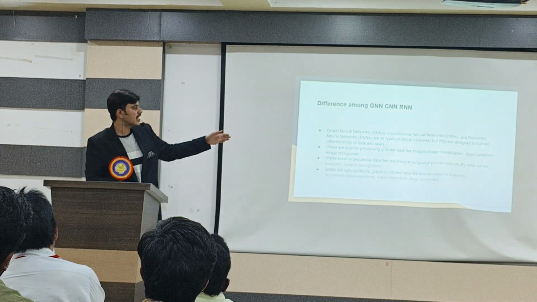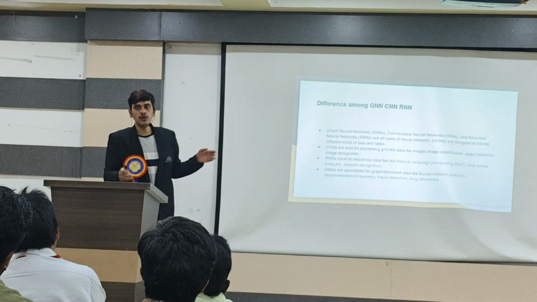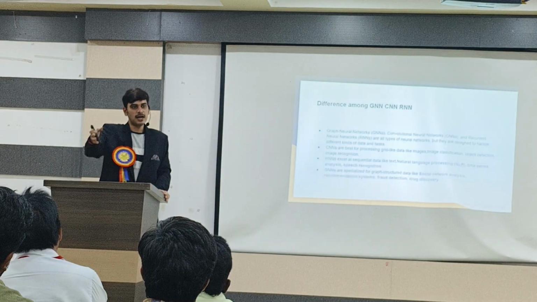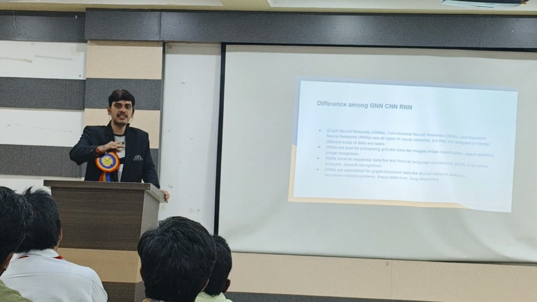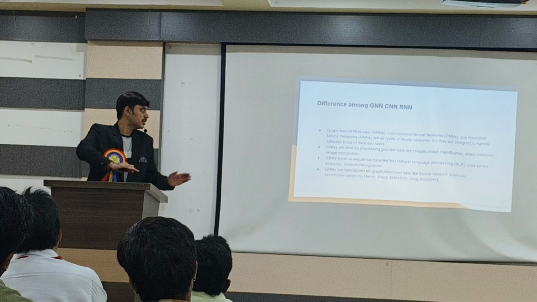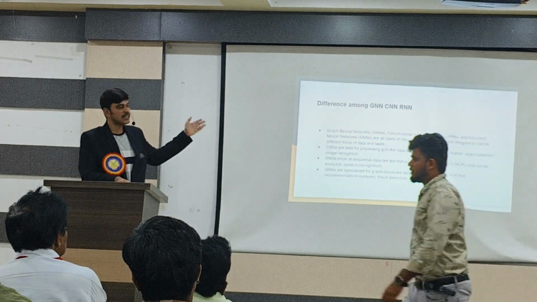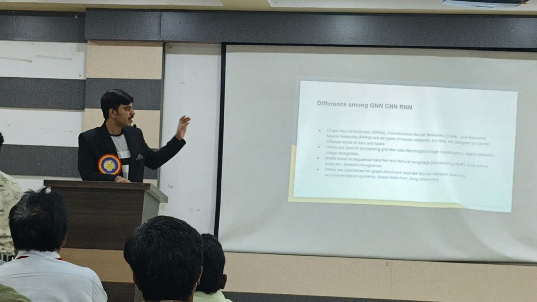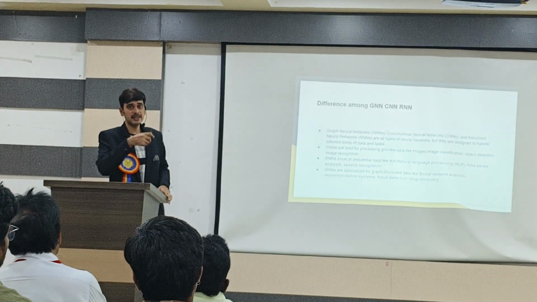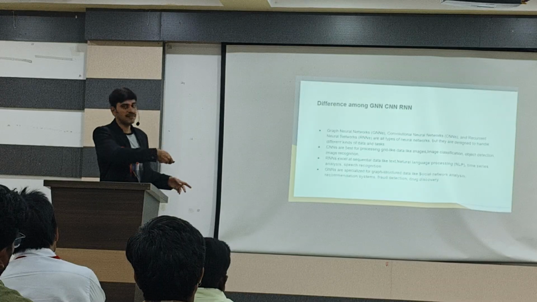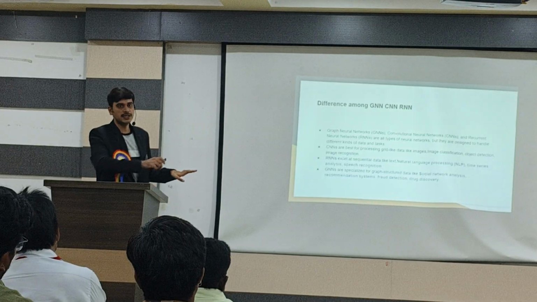RNN is used for natural language processing, such as text analysis. If you are giving a textual input, it is a sequence of data that goes in, so there RNNs are used. And coming to the CNN, it's used for images, where we do the convolution, as in image processing. This is the difference between GNN, RNN and CNN.